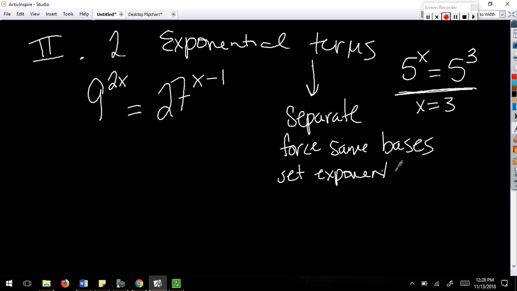So I kind of just gave it away. Separate the 2 exponential terms, force the same bases, and then set the exponents equal to solve. Okay?